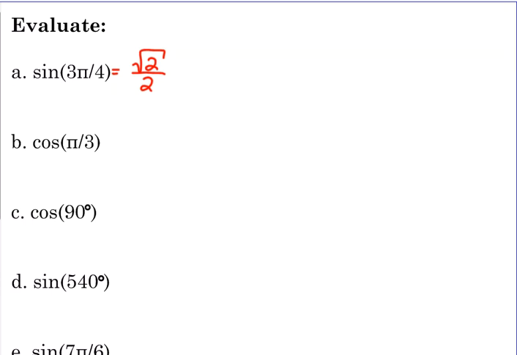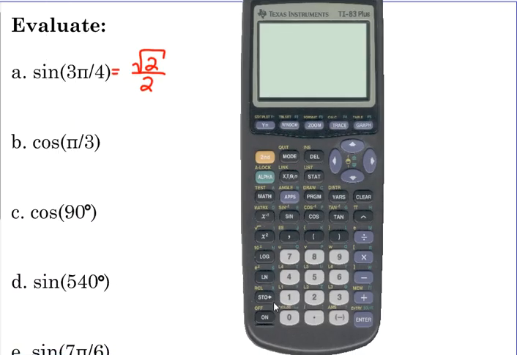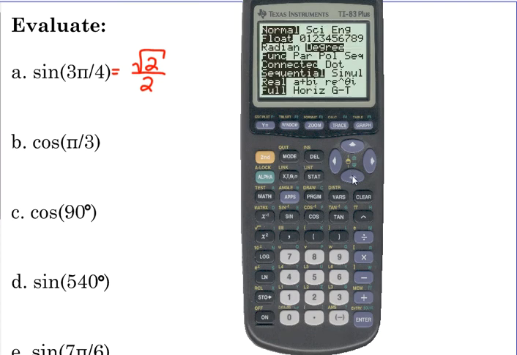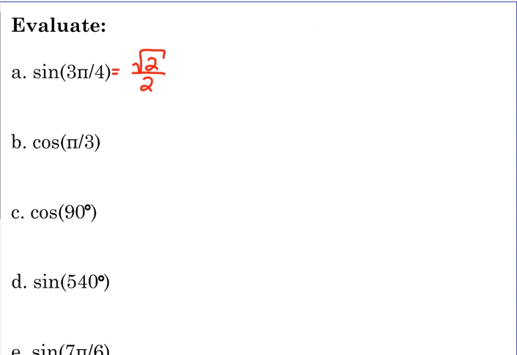Now, if you're in doubt, you can always type that into your calculator. The angle is in radians, so you need to be in radian mode. And you just type in the sine of 3 pi over 4, and it will give you 0.707, and you type in the square root of 2 divided by 2, and you see that those are the same value, okay? But if you use the unit circle, you don't have to spend all the time.